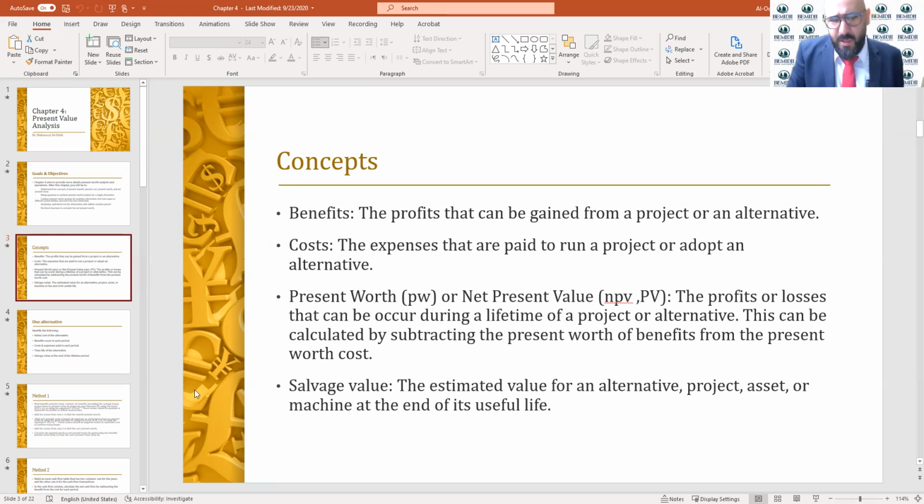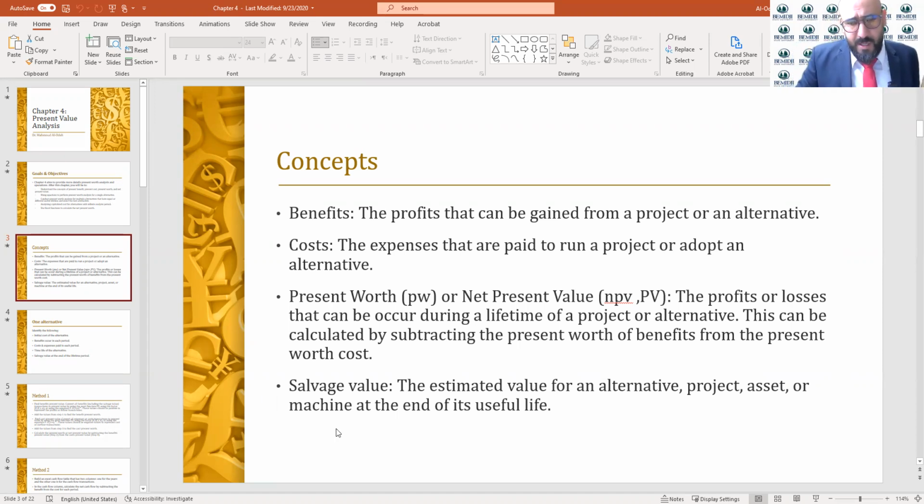A new concept that we haven't introduced to you yet is called the salvage value. The salvage value is the estimated value for an alternative or project assets or machine at the end of its useful life. So for example, if you have a machine, you use it for 10 years and now it's time to replace it, whatever the value for that machine is, that's called the salvage value. So if you want to sell it to another company who could rebuild it and fix it and so on, that's what it's called, the salvage value.